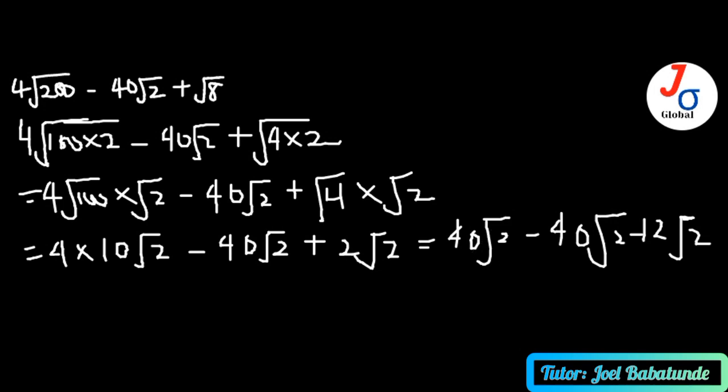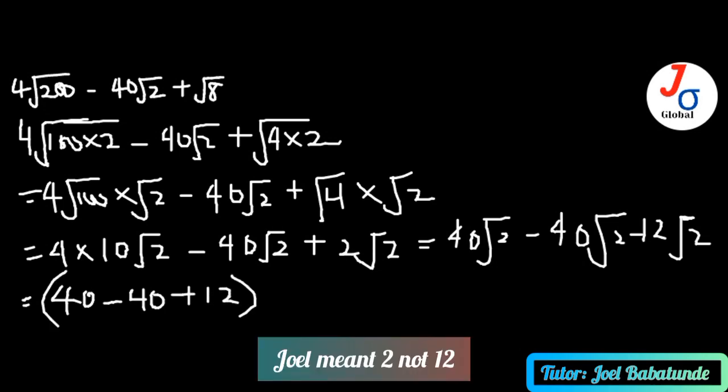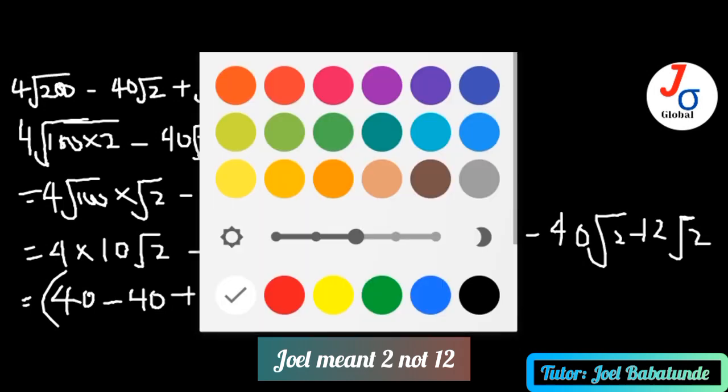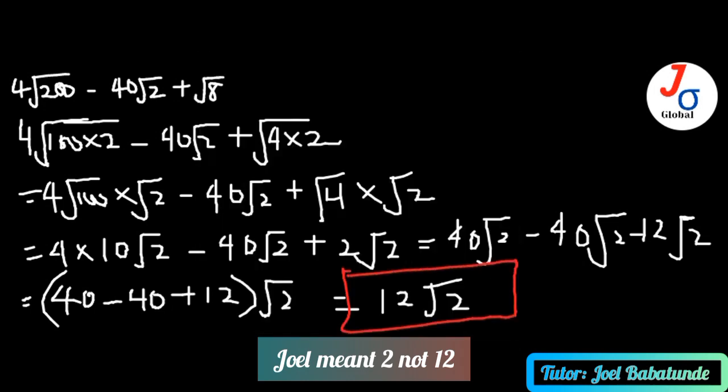But okay, let's move further. So we have 40 minus 40 plus 12 root 2. So 40 minus 40 is 0, plus 12 is 12. So we get 12 root 2. And that's our final answer to this question.